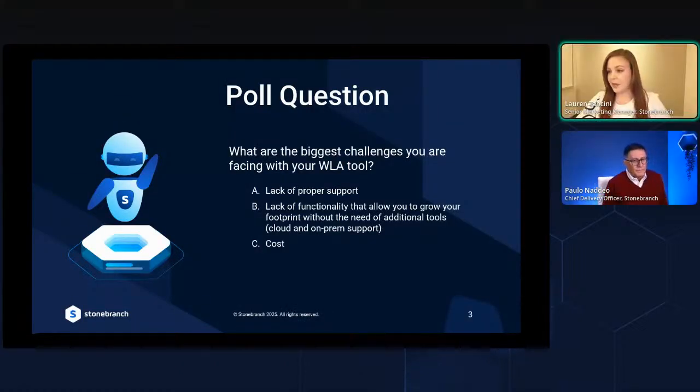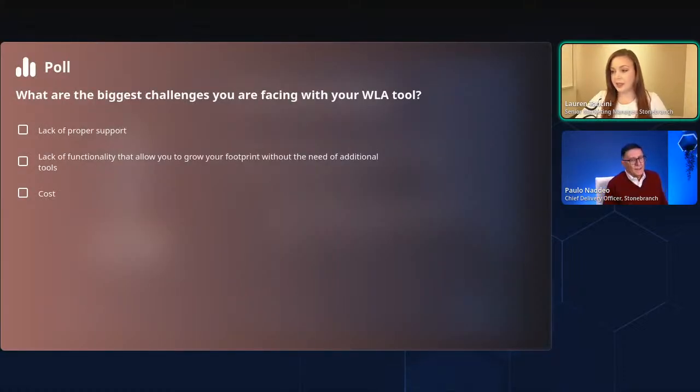All right, so we do have a poll that we're going to do really quickly. So the first poll is, what is the biggest challenge you're facing with your workload automation tool? One, lack of proper support, lack of functionality that allows you to grow your footprint without needing additional tools, or cost. So let's give it just another second.